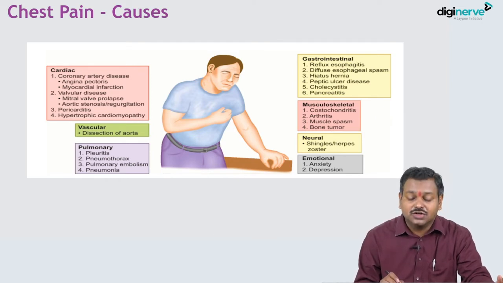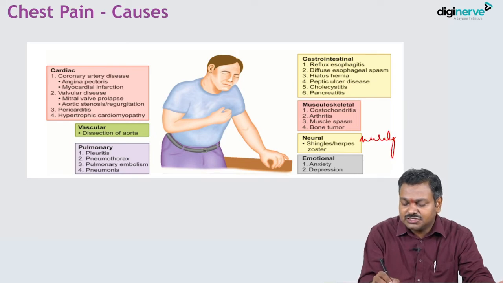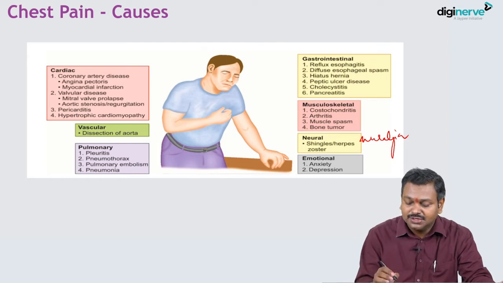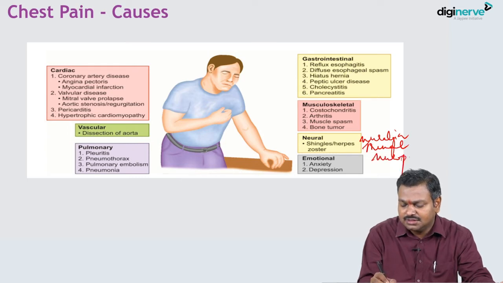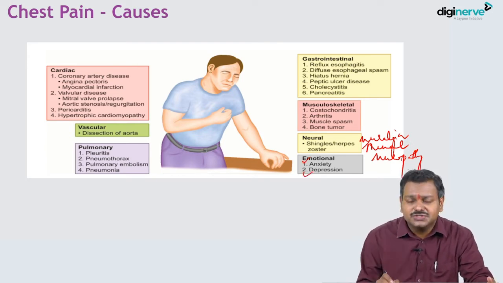The neurological causes, very important being neuralgias, especially post-herpetic neuralgia. The intercostal nerves get involved and you get pain. You can also get diabetic truncal neuropathies that can produce chest pain, a very important cause. Functional disorders like anxiety and depression can also produce chest pain, and the patient can come with chest pain. So these are the important causes of chest pain.